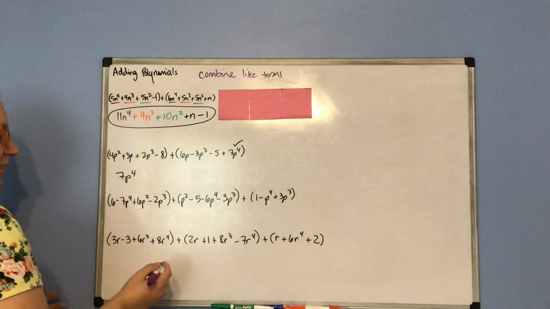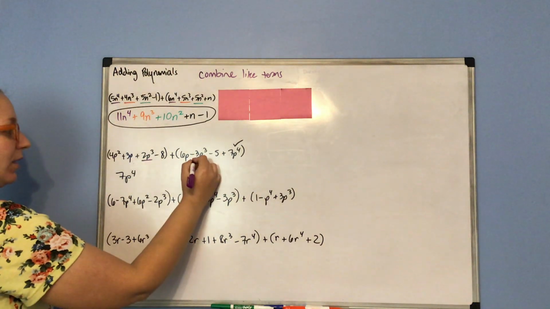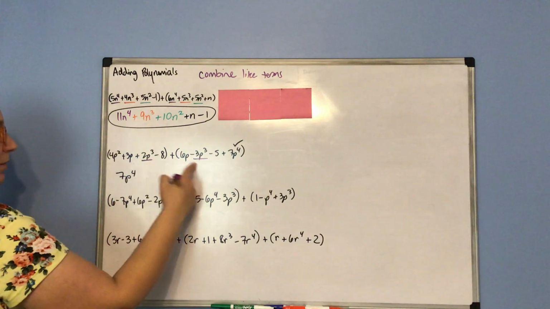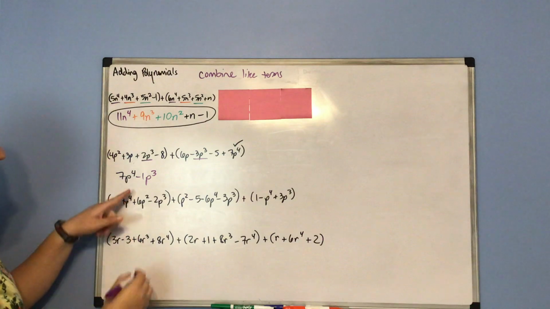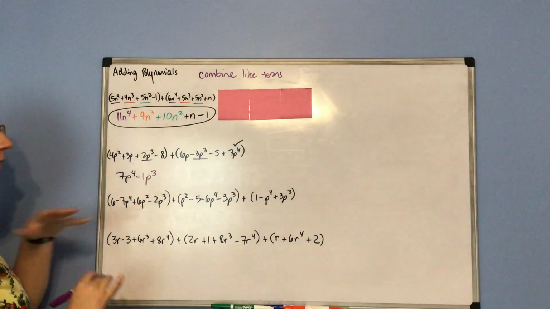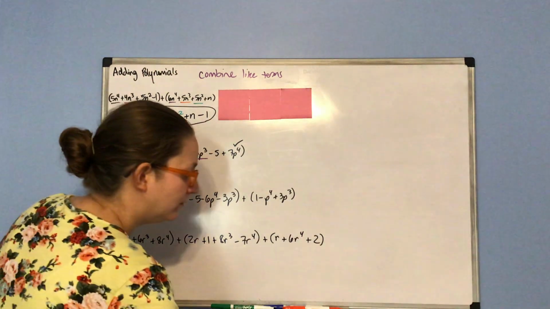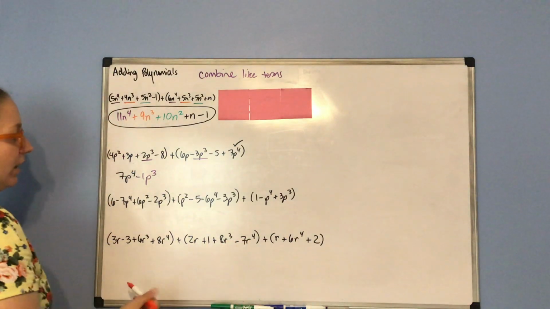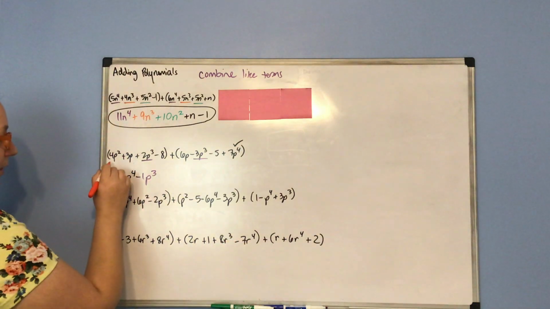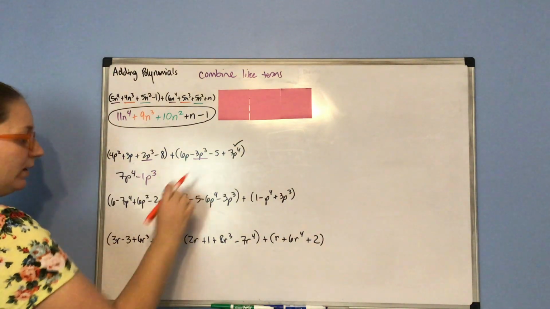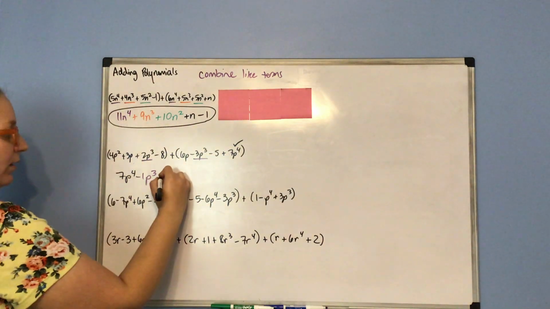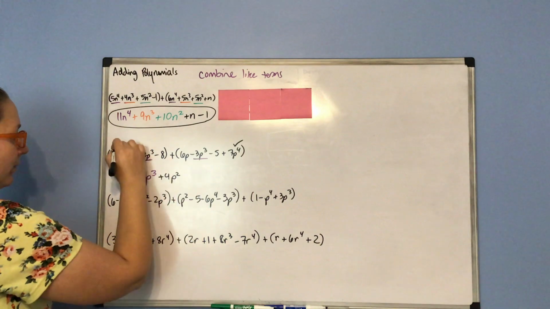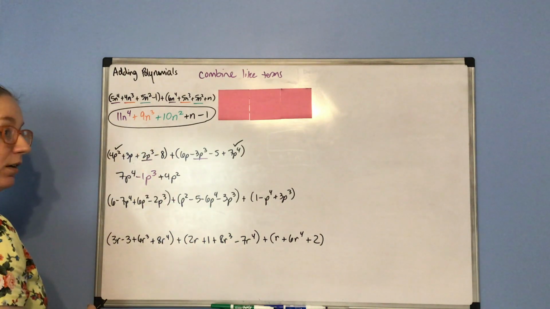Now, I can do my third powers. P to the third, p to the third. 2 minus 3 is negative 1 p to the third, or if you'd rather, you can just write negative p to the third. They mean the same thing. Next up, let's deal with second powers. I have a second power here. No other second powers anywhere else. So my 4p squared is just going to stay a 4p squared. If you want to check off that you're done with that, go for it.